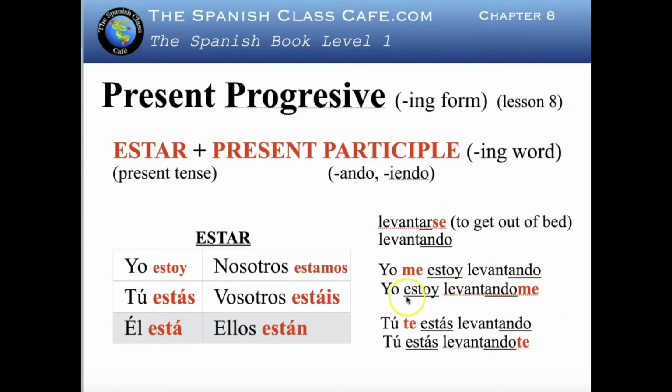And then we can say, yo estoy levantándome. Now notice that it is the same meaning. Yo me estoy levantando, or you can say, yo estoy levantándome. We have another example in here. We change it to tú. Then tú te estás levantando, or tú estás levantándote. You see how we can move them from the front of the conjugated verb to attach it to the ing word, or the present participle.